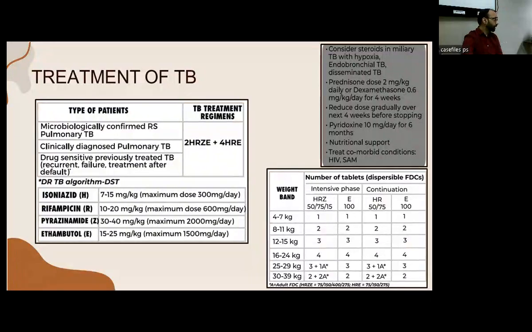The treatment of pulmonary TB is primarily ATT, and the regimen is initially started for all microbiologically confirmed rifampicin sensitive cases, or a case of clinically diagnosed pulmonary TB, or a case of drug sensitive previously treated TB. For all these cases, it is 2 months of HRZE with 4 months of HRE. And in children, a weight band method is used, wherein children are divided into weight band ranges, and a fixed drug combination of TB drugs is given according to the weight bands.